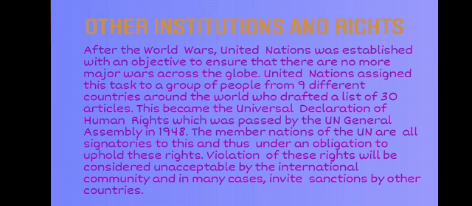The member nations of the UN are all signatories to this and thus under an obligation to uphold these rights. Violation of these rights will be considered unacceptable by the international community, and in many cases invite sanctions by other countries. So according to these 30 articles, every country has to provide fundamental rights or human rights which support human beings, help them flourish, and provide them prosperity and development. If any country is violating these basic fundamental rights or human rights, it is not acceptable, and sanctions will be imposed on that particular country, or action will be taken against it.